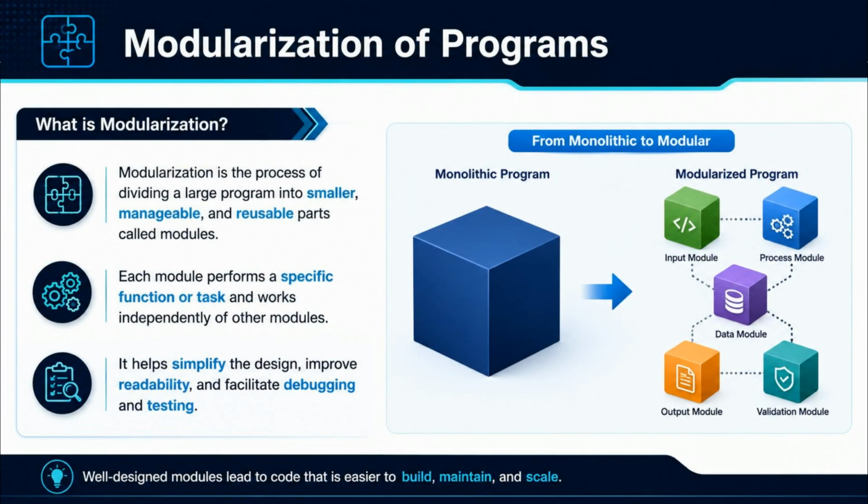Modularization is the process of breaking a large program into smaller, manageable, reusable pieces called modules. Each module handles one specific function or task and works independently of the others. The payoff. Simpler design, better readability, and much easier debugging and testing, since you can isolate and fix one module at a time instead of hunting through the entire program.